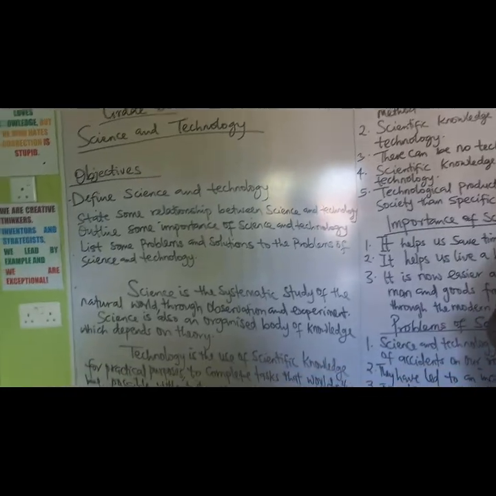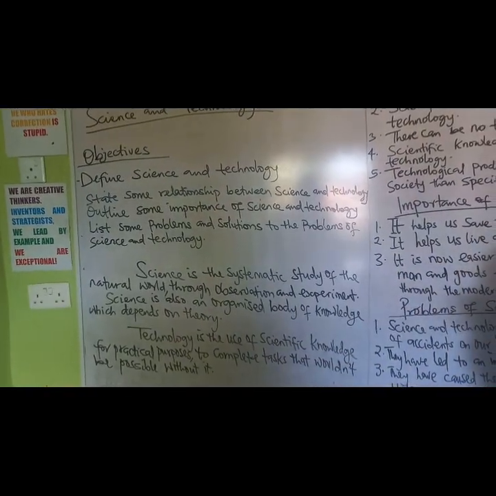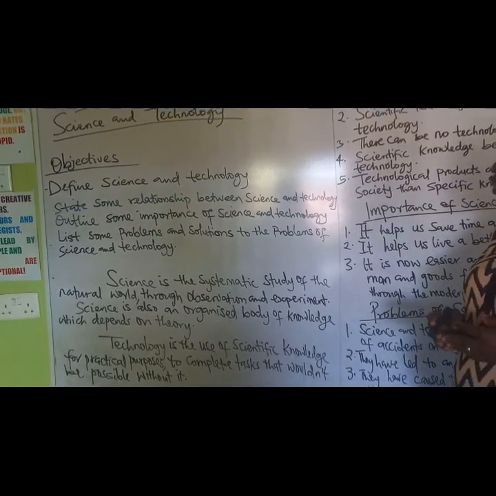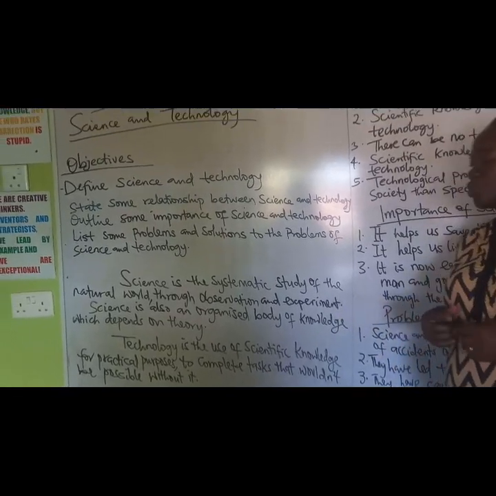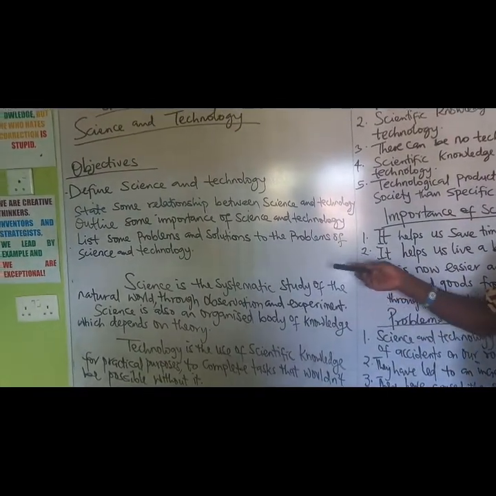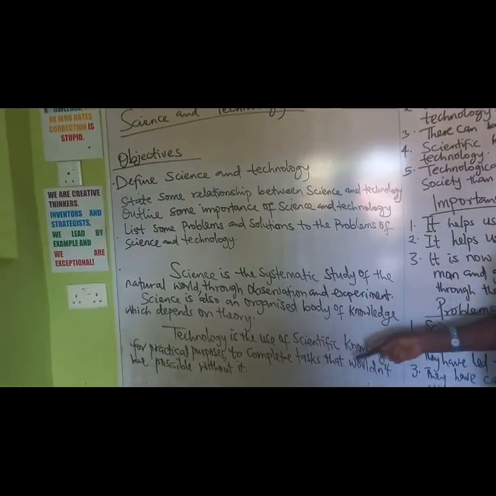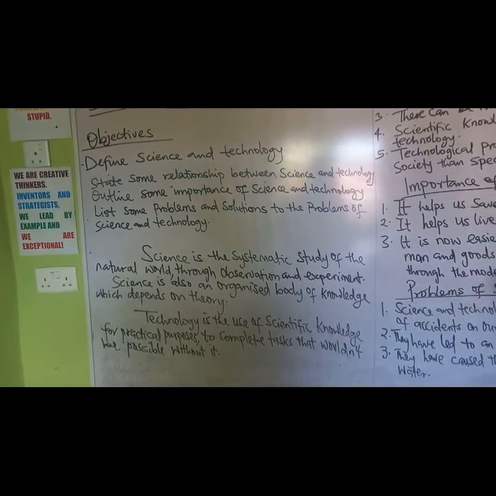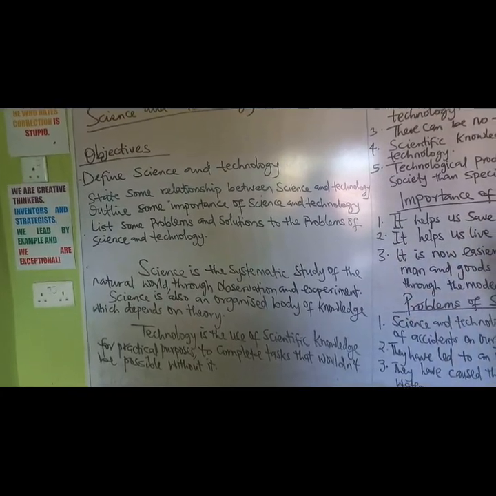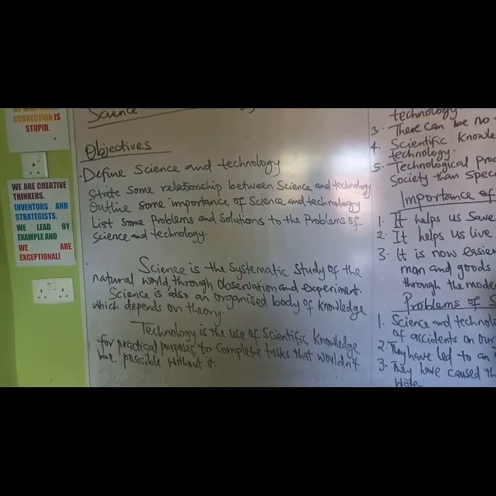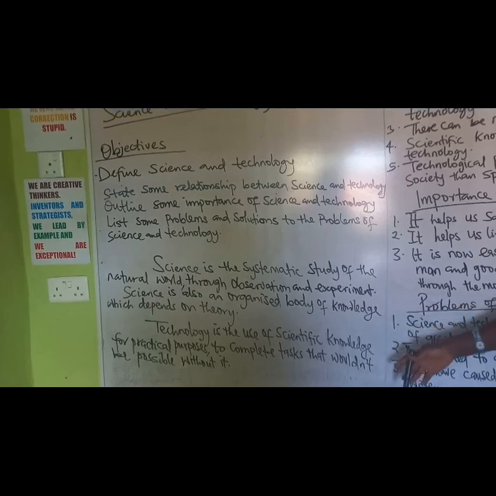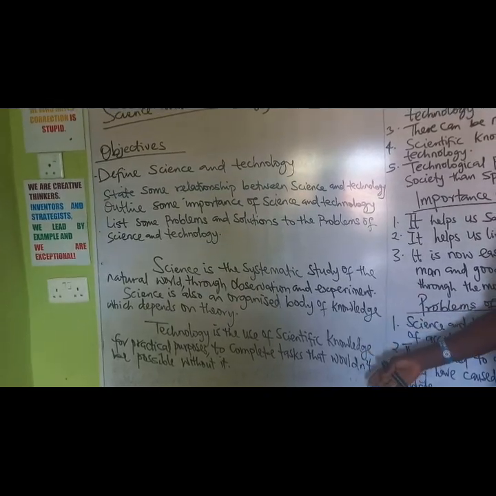Theory. Then when we talk of technology, we say it's the use of scientific knowledge for practical purposes to complete tasks that wouldn't have been possible without what? The scientific knowledge. That is, with the help of science, technology will be implemented. With scientific knowledge, technology will have its purpose accomplished. So without science, we cannot accomplish the use of what? Technology.